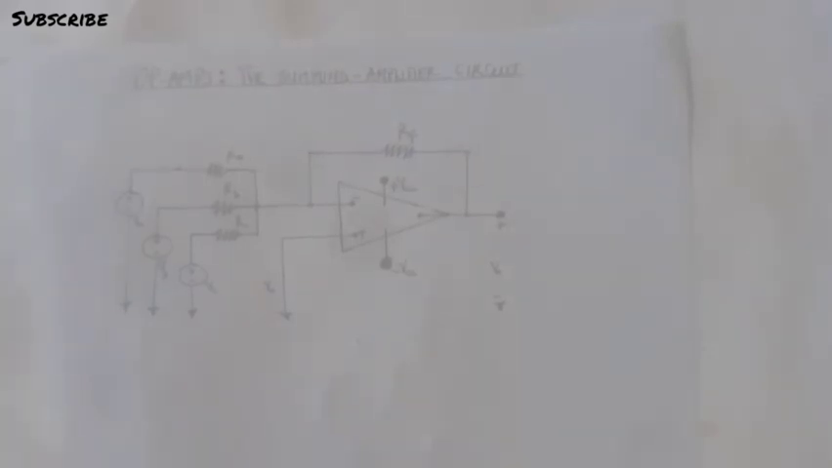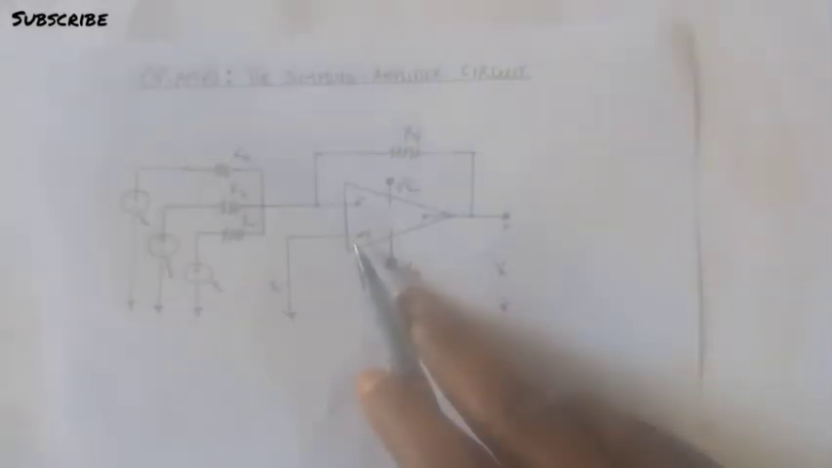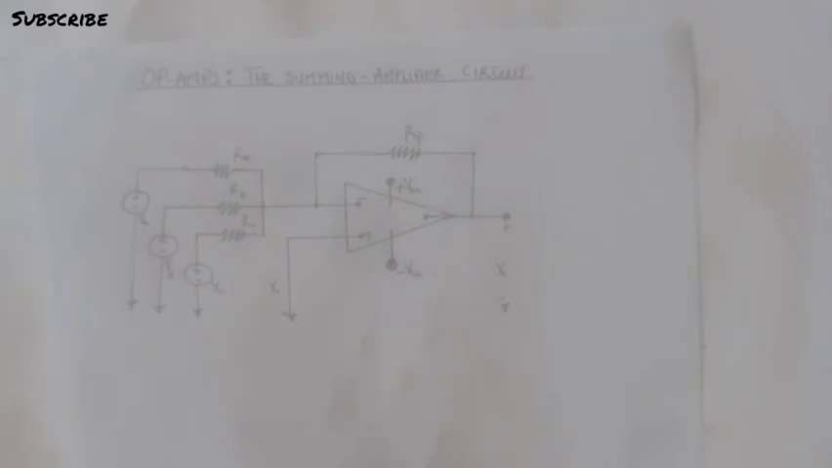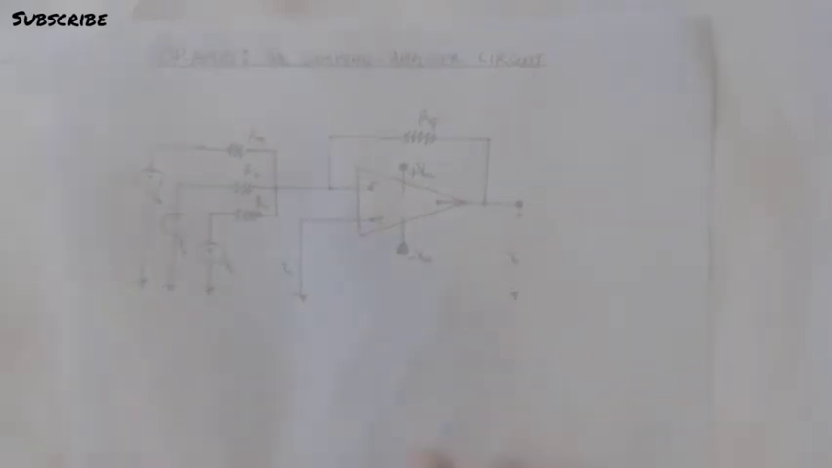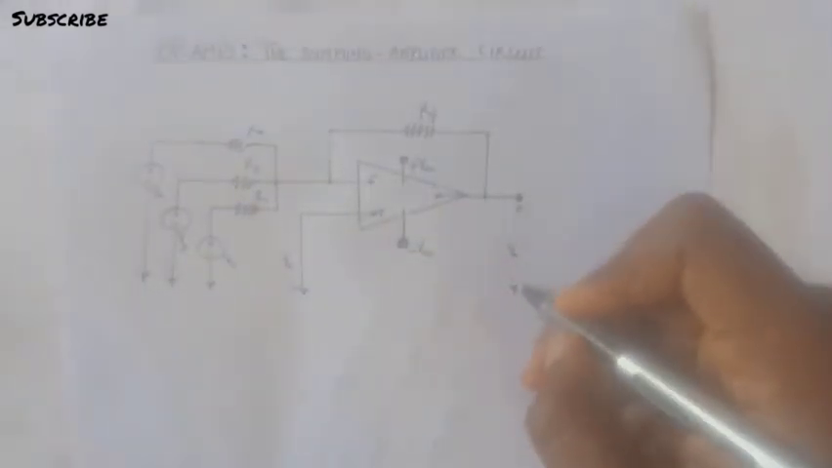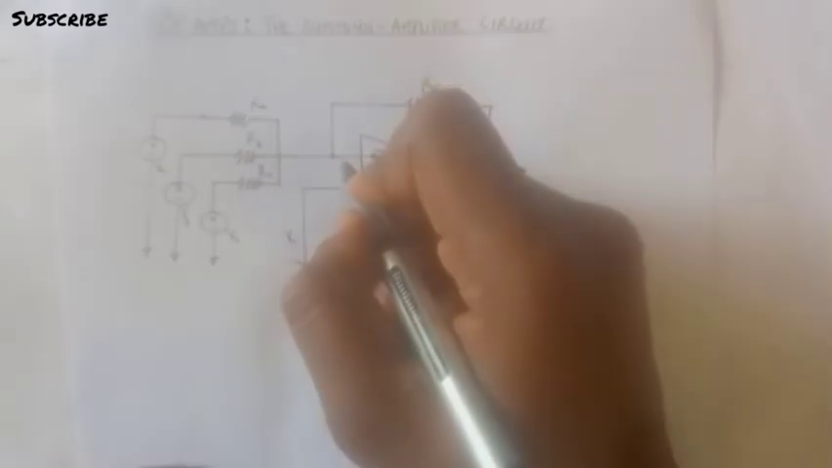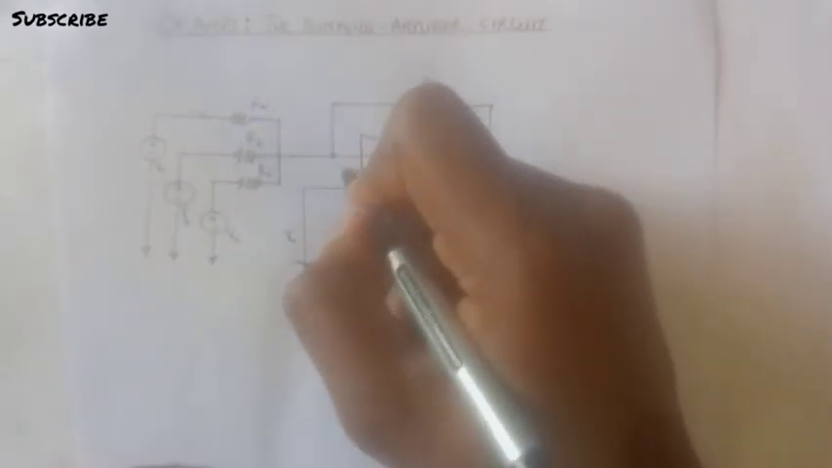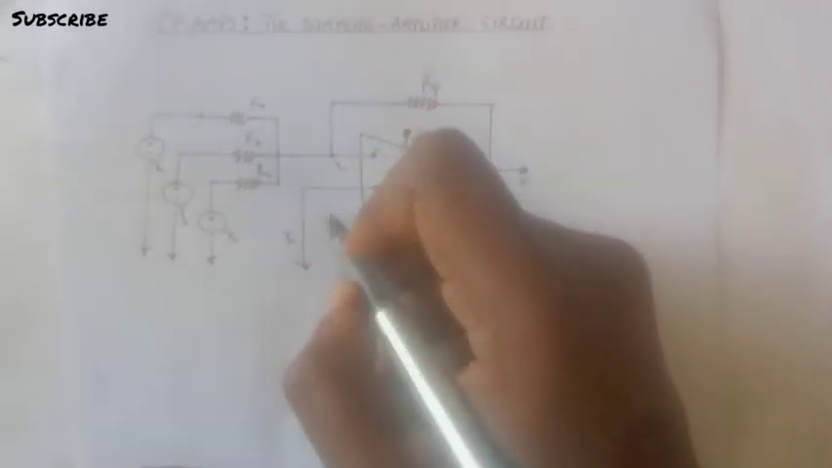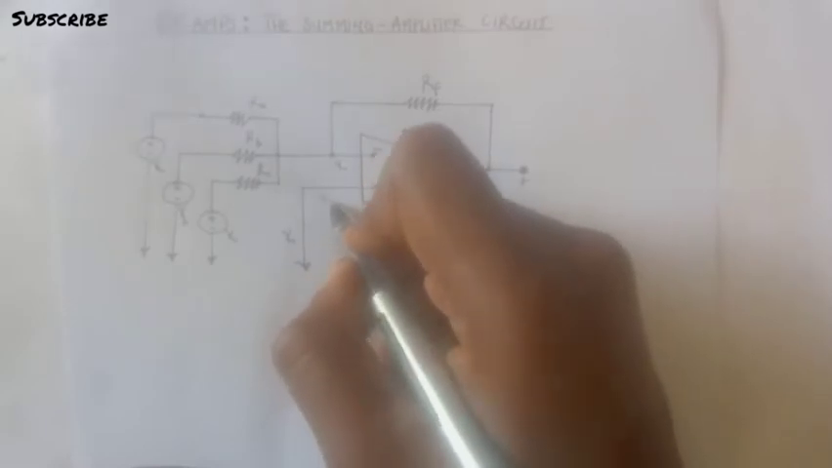In this video, you will understand why this circuit is called the summing amplifier circuit. Okay, so let's try to find out the value of V0 in this circuit. So we start out with our constraints. The voltage at this point is Vn, and the voltage at this point is Vp.